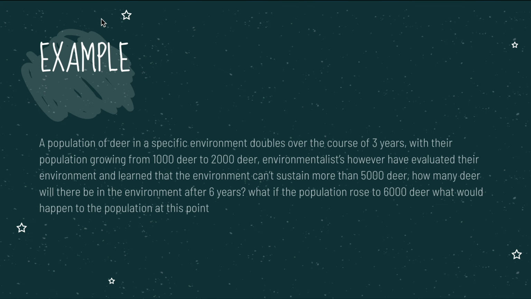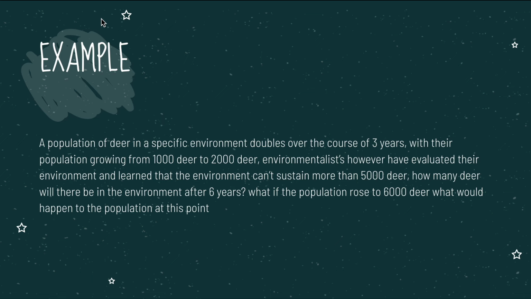All right, so suppose we have a population of deer in a specific environment, and that population doubles over the course of 3 years, with their population growing from 1,000 deer to 2,000 deer. And then we have some environmentalists evaluate their environment, and they tell us that they can't sustain more than 5,000 deer. Now the question here is, how many deer will there be in the environment after 6 years? We've already gone over 3 years. How many will there be in 6 years? Is it going to double again or not? Because this carrying capacity could impact that. We're going to have less and less resources available as the population grows.